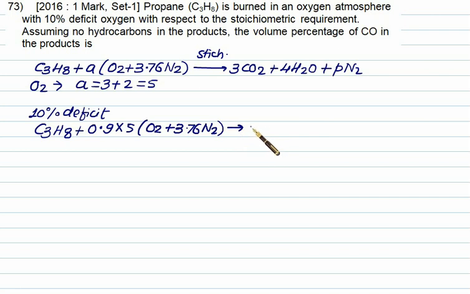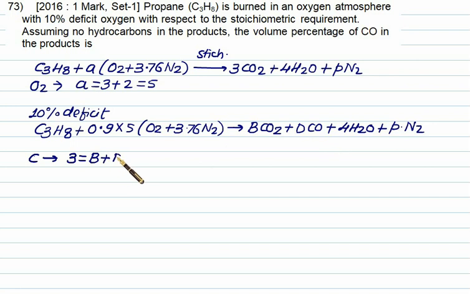It gives B quantity of CO2 plus D CO. Already we have shown that hydrogen balance must be complete, so we have 4 times H2O plus P times N2. Let's balance for carbon: we have 3 equal to B plus D. Hydrogen is already balanced. Therefore, we'll go for oxygen. 0.9 into 5 is 4.5, equal to B plus D by 2, plus 2. Now we'll get two equations that can be solved.